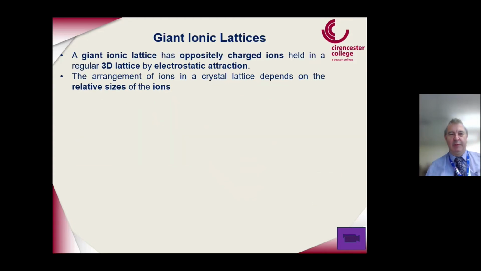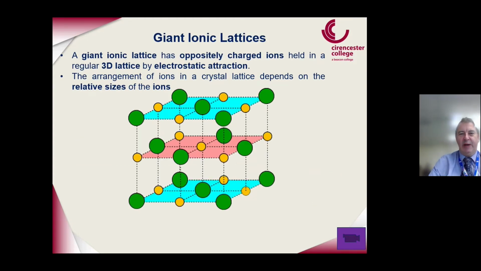Okay, so now we move on to the giant ionic lattice. So we have this lattice. Here is a crystal. This could be sodium chloride, for instance, and the green one would be the chlorine. Just think about it: an ion, if it gains an electron, is going to get bigger, and if it loses an electron, it's going to get smaller. So the positive ones tend to be smaller than their atoms, and the negative ones will be bigger than their atoms.